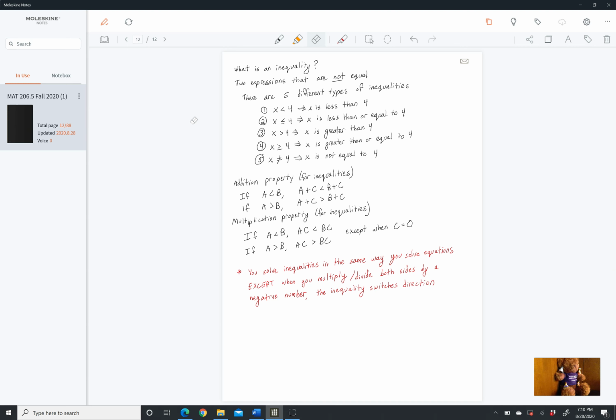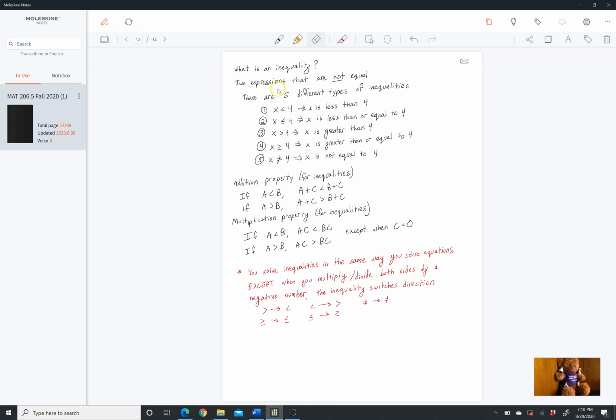What we mean is a greater than becomes a less than, and a less than becomes a greater than, and a less than or equal to will become a greater than or equal to, and vice versa. Now, a not equals just remains as not equals. You don't have that problem for those. Okay, let's do a bunch of examples.